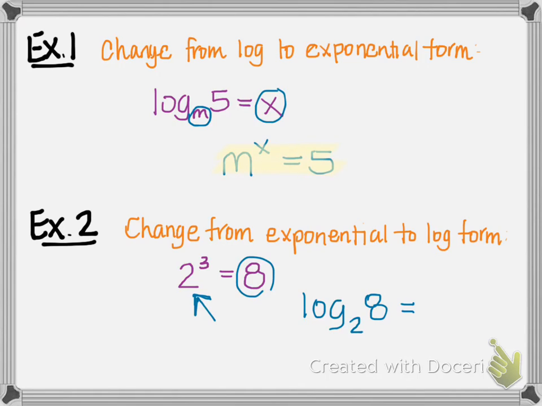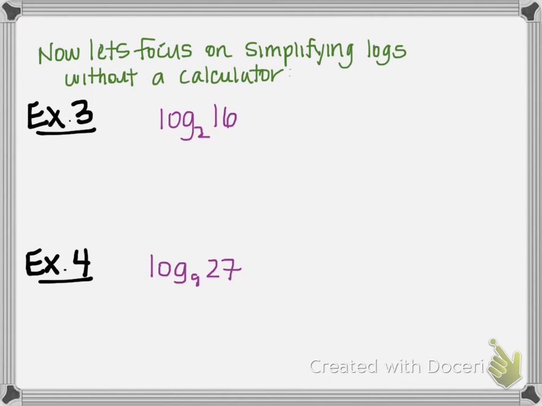And what is a log again? It's an exponent. So your exponent is what the log is equal to. It's a way, again, of solving for something that's up in the exponent. 3 is the exponent, and it's equal to the log base 2 of 8. Okay? So that's a little bit about just switching back and forth.